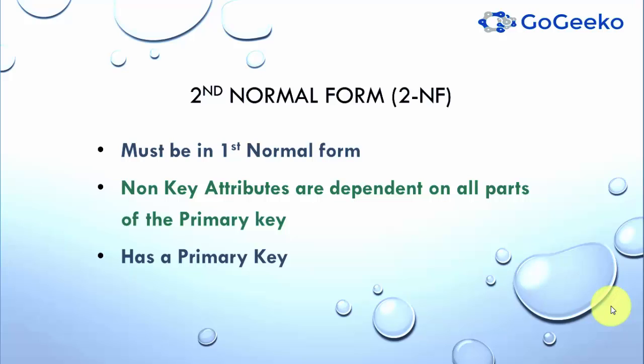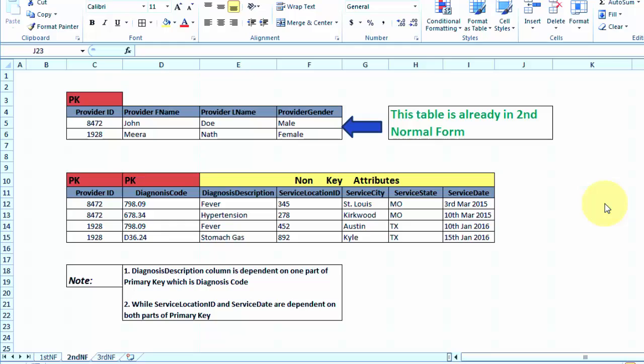So to be in second normal form, your data should be in first normal form. The other important point is this second bullet point, which says non-key attributes are dependent on all parts of the primary key, and we will be seeing that soon, and it should have a primary key. So let's look at our example. To make things easy, we are continuing with our previous example of first normal form, where we have broken one table into two tables to make them into first normal form.